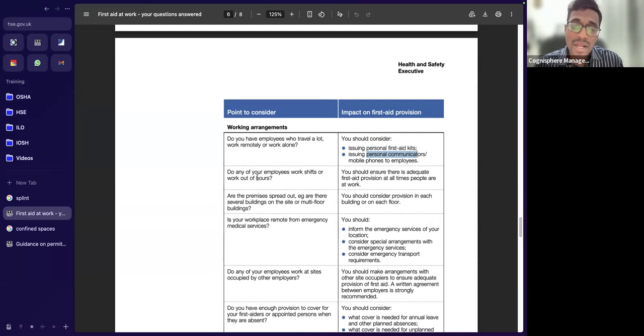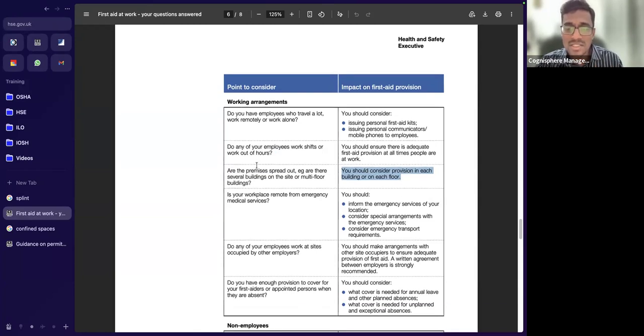Okay, and then do any of your employees work shifts or work out of hours? Because you need to provide a first aider at all times people are at work. Or is the premises spread out, a very large layout area? Then you should consider provision in each building on each floor. So if there are like 3 or 4 buildings within the premises, then for each building you should have first aid arrangements.